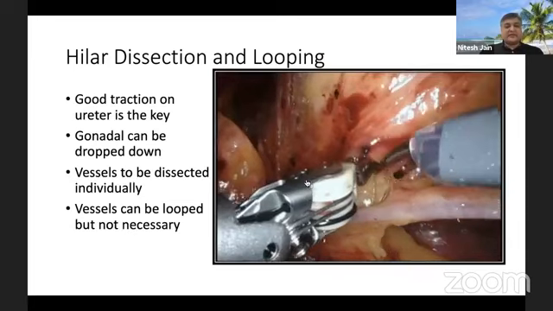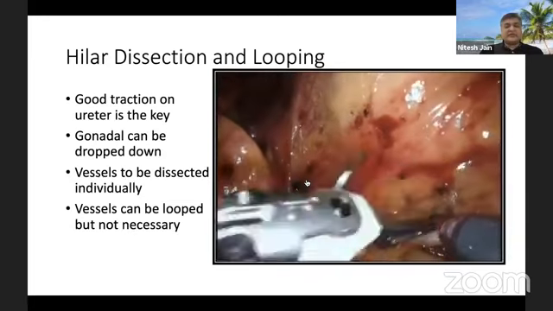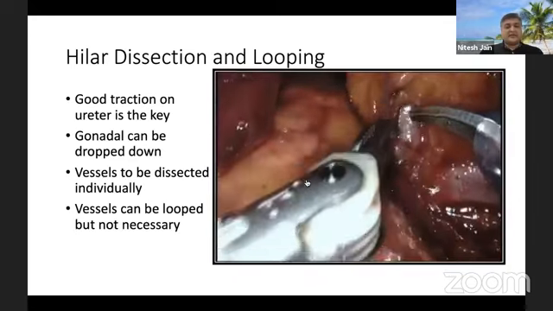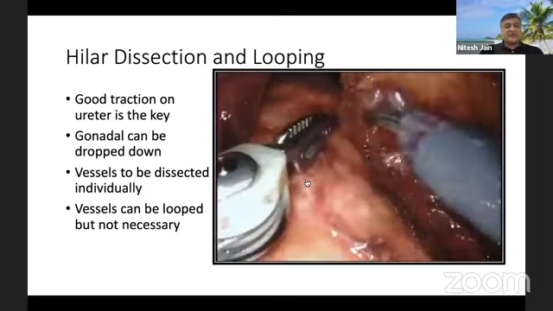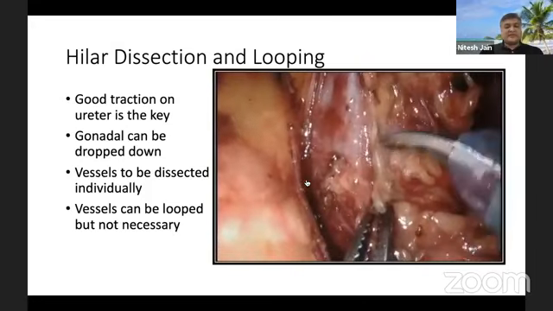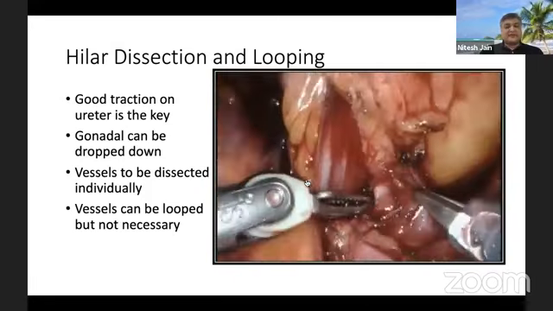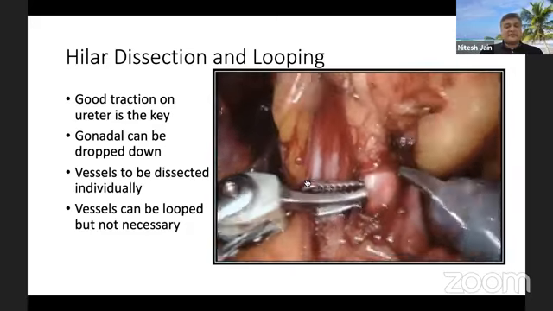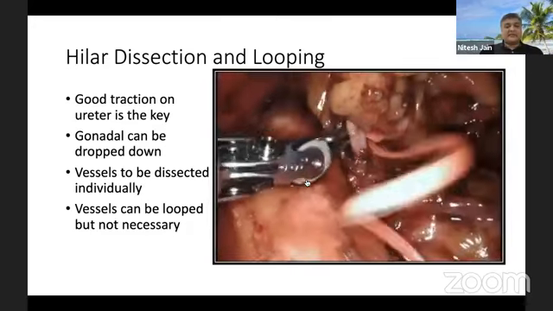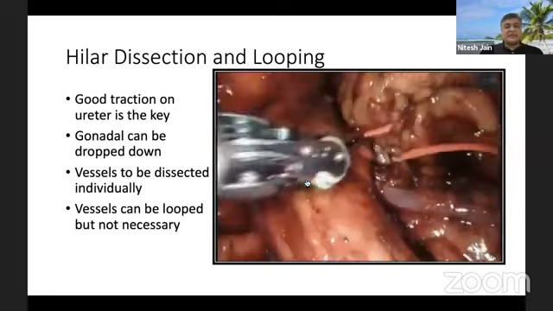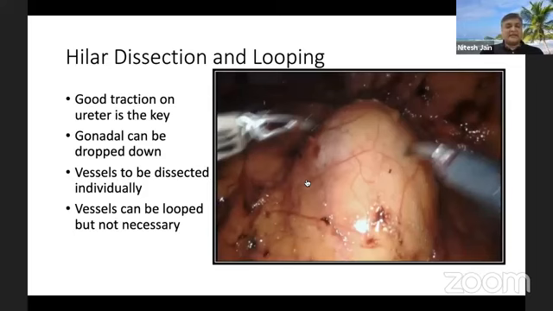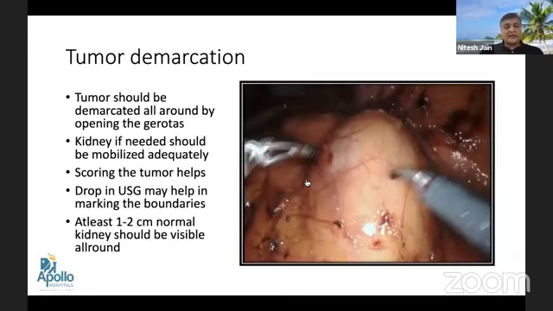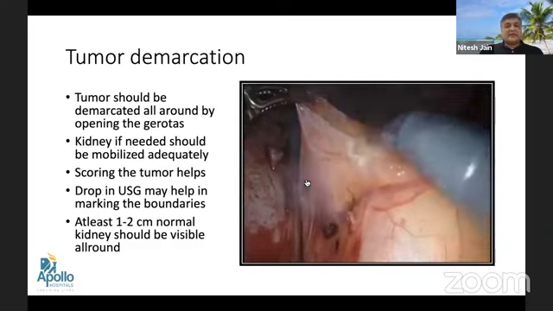A good traction onto the ureter is very essential. Usually I prefer dropping down the gonadal vein on the left side, and I don't touch the gonadal on the right-hand side. Once the gonadal is dropped, most of the time you escape dissecting the lumbar vessels. Looping of the vessel is not necessary in all cases, but here we can see the artery is lying in between the 2 veins, so it is necessary to help in clamping, or in case any untoward event happens, we can clamp the arteries.